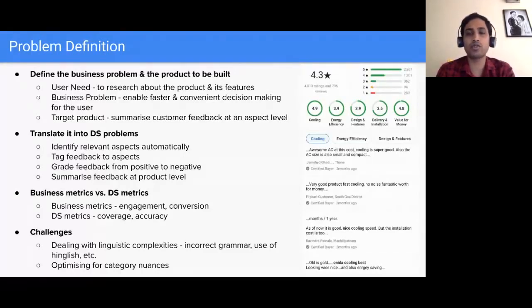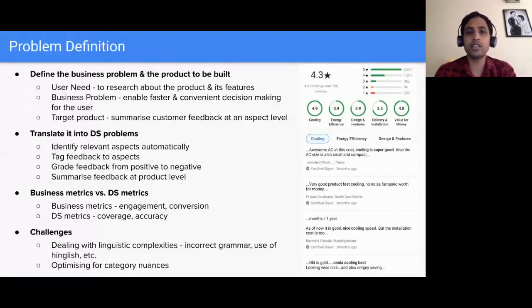Earlier we used to just show a customer rating, and obviously that is not enough. Users need to know what the cooling performance is, how energy efficient it is, and all of that to make a buying decision. So the business problem that we're trying to solve, if you think of the user need, is about how do I make the decision.